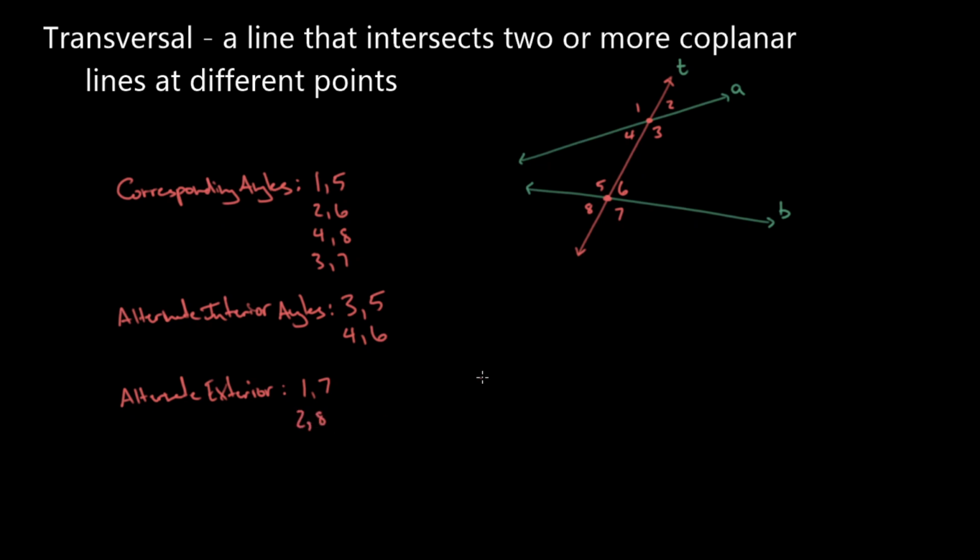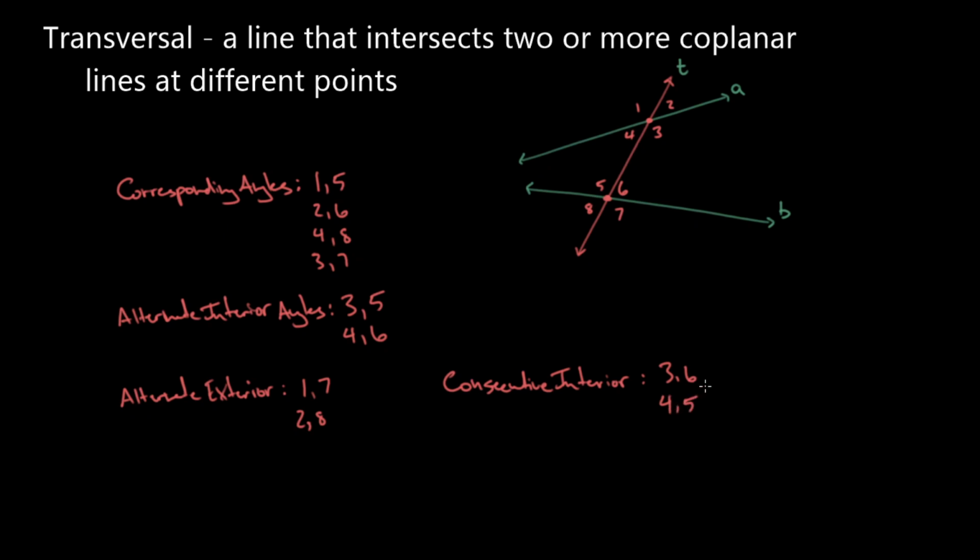And then my last set of angles are called consecutive interior angles. Consecutive meaning next to, and interior meaning on the inside. So again, I'm back to this 4, 3, 5, and 6, but I want consecutive, so next to each other. In other words, on the same side of my transversal. So in this case, those angles would be 3 and 6 and 4 and 5.